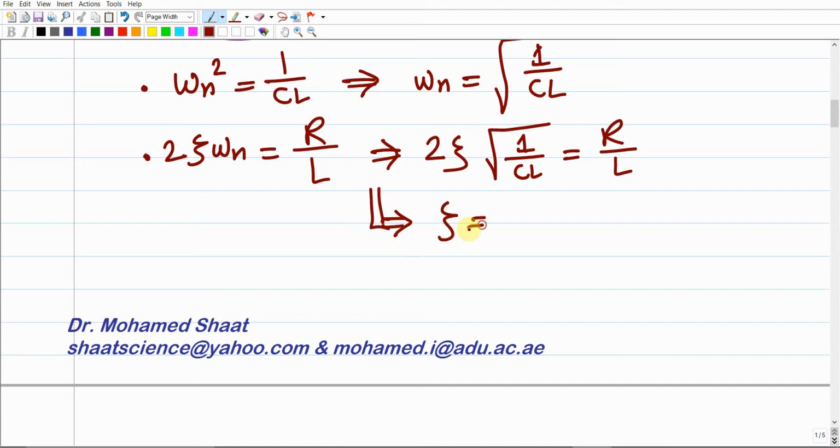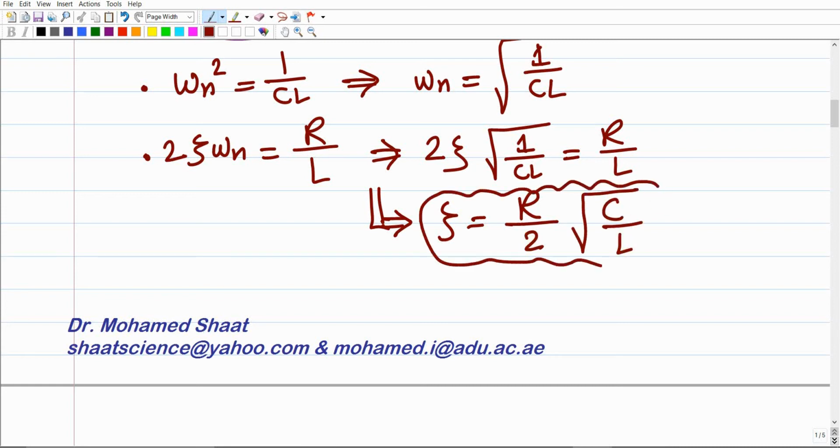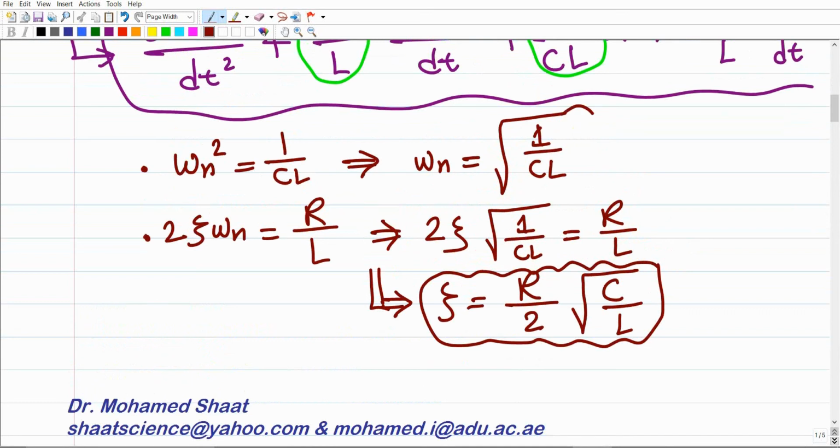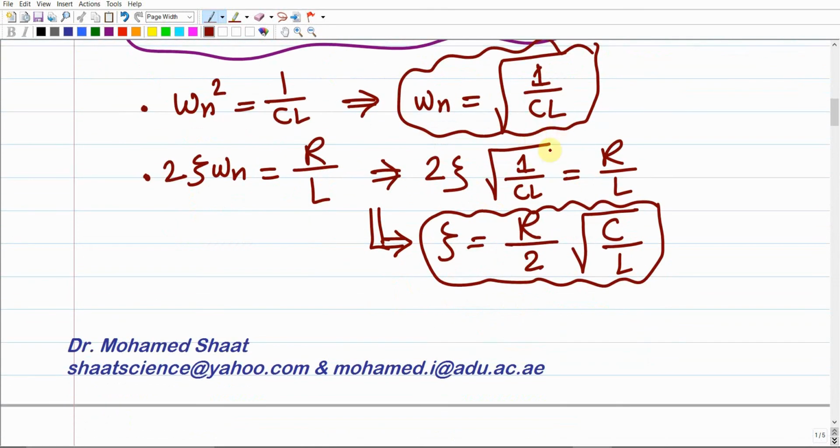So xi will be obtained in terms of R, L, and C as R over 2 times the square root of C over L. If you just do some manipulation to this equation, we're going to end up with a value for xi and omega n in terms of the C, L, and R of the electrical circuit. So simply, if you are given an electrical circuit with a specific resistance, capacitance, and inductor, you're going to plug this data in to end up automatically with omega n and xi of this electrical circuit.